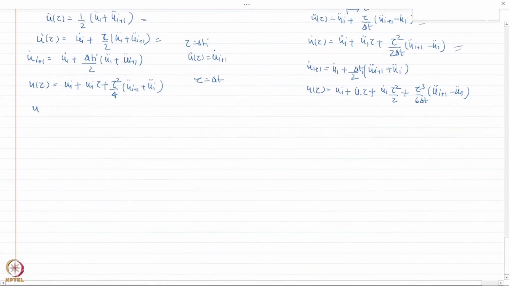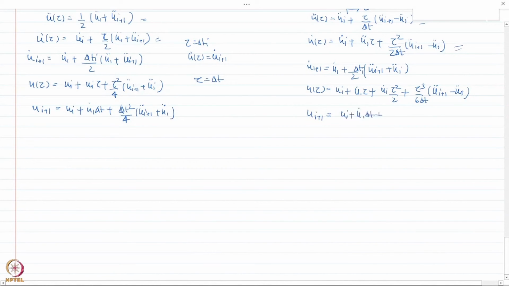So my u of i plus 1 becomes ui plus u dot of i delta t. Okay, this is delta t square by 4 times (ui plus 1 and then ui). Similarly, here I can get the expression as ui delta t plus delta t square (1 by 6 ui plus 1 plus 1 by 3 ui double dot).